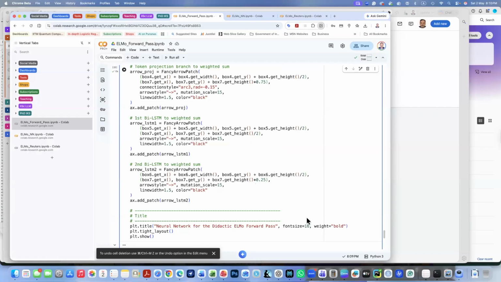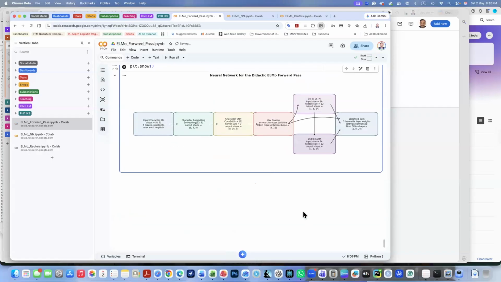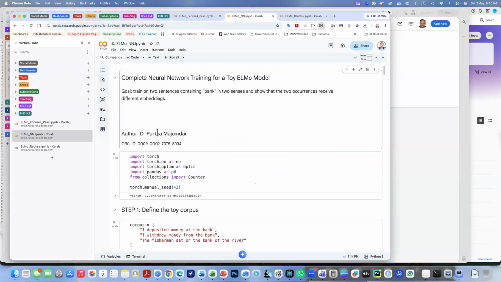So is this part clear? If it is clear, then we can move on to training the network. Okay, so now that we have set up the network, we know that we have a CNN and 2 layers of LSTM. Now let's build the complete neural network training.